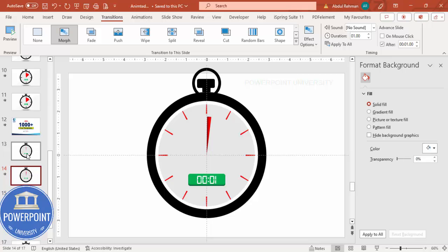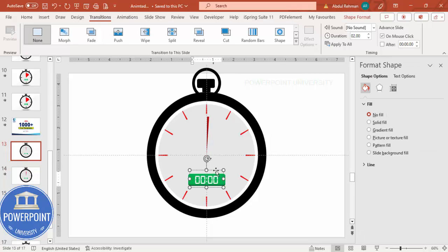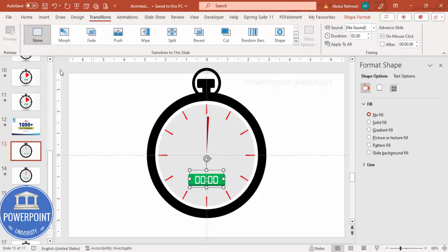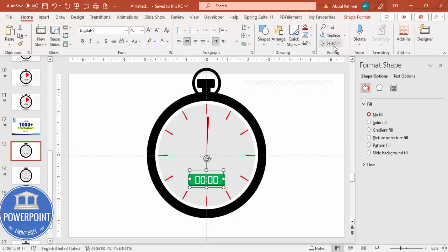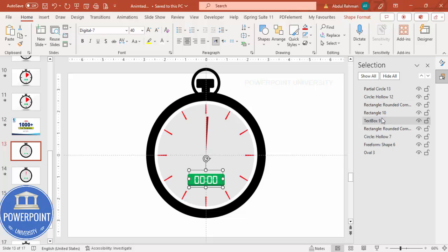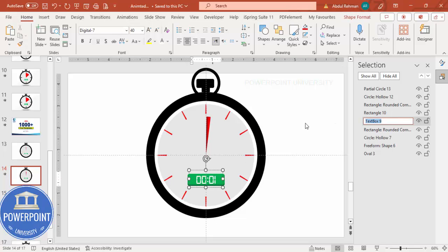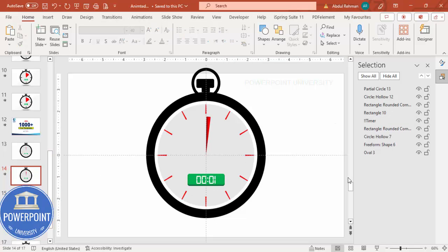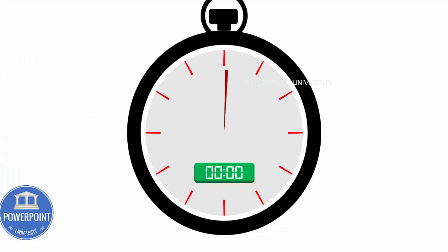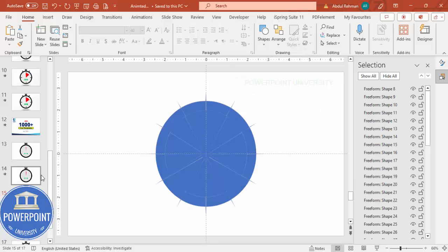One more thing you need to do is give a name to this object. Select the numbers, go to Home, Selection Pane. Here I'm going to type two exclamation marks and then timer. Two exclamation marks and timer. And here also I'm going to copy the same name. Now when I duplicate, the same name will come there. Now if I play this slide, for example, when I click, you can see it is coming. So it's going to the next one.